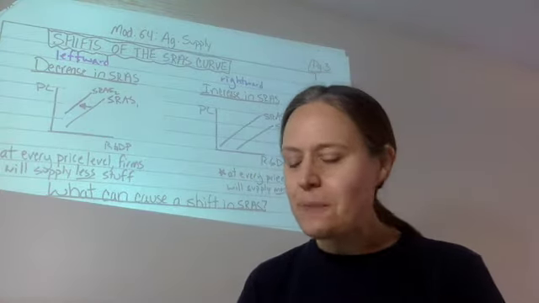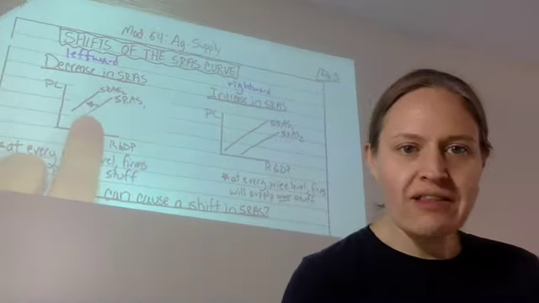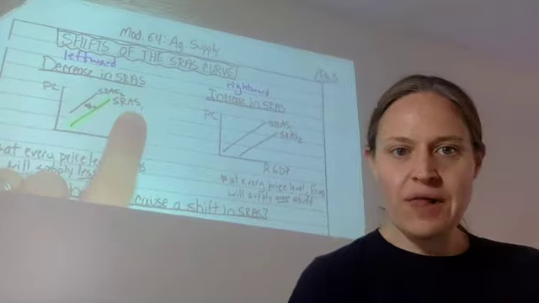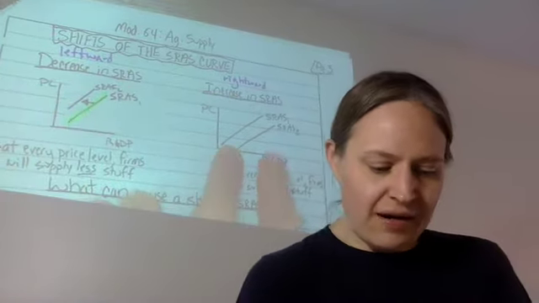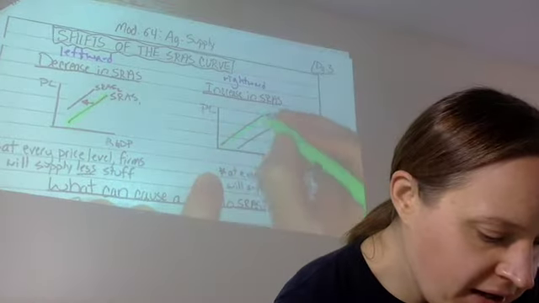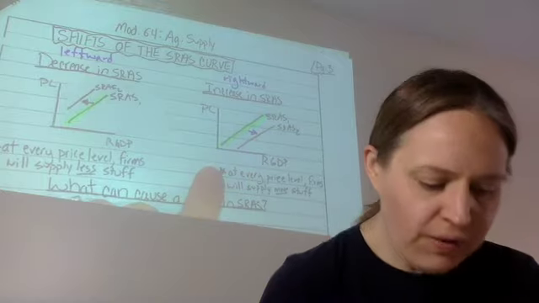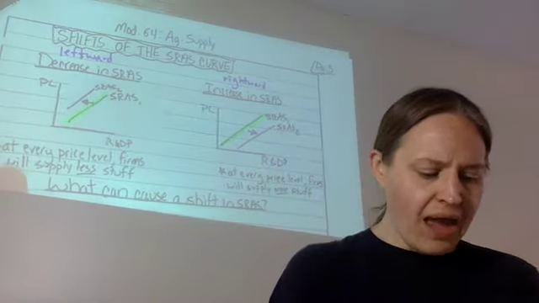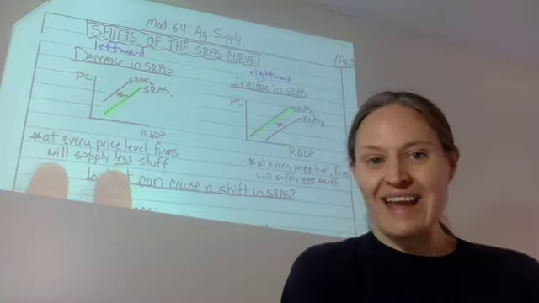So left and right. With our short run aggregate supply curve, you can see that they started here with short run aggregate supply curve 1, and they shifted it to the left. And then here, they started here, and it's supposed to be an increase, so they shifted it to the right for their short run aggregate supply curve 2. And a decrease means that at every price level, firms will supply less stuff.